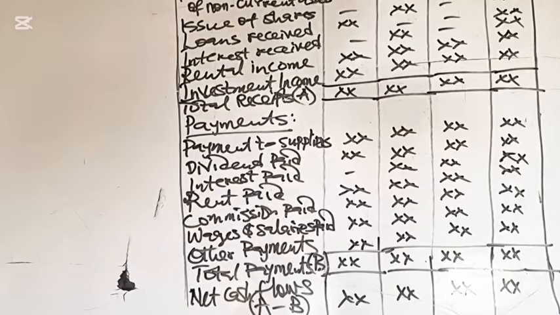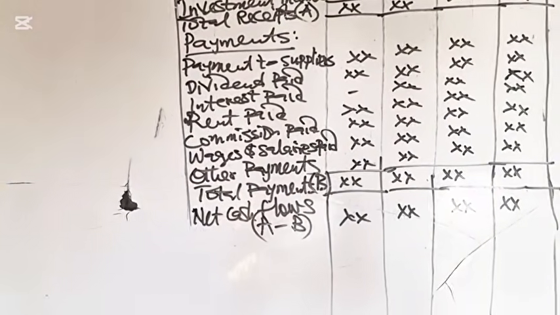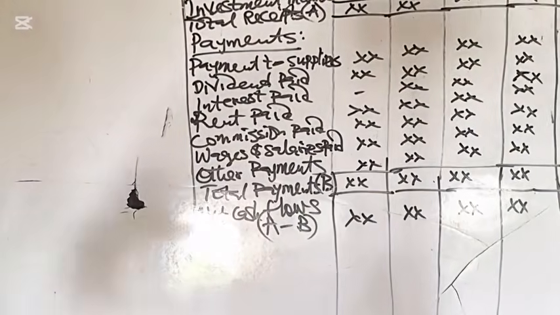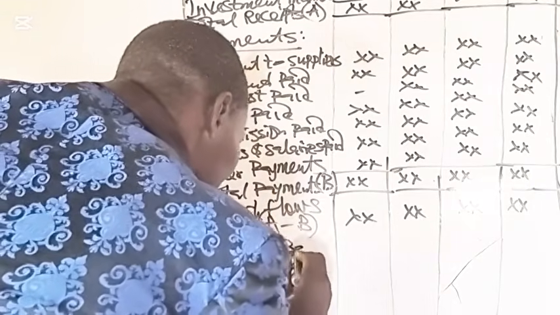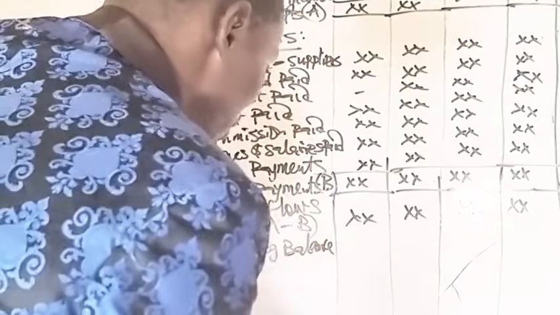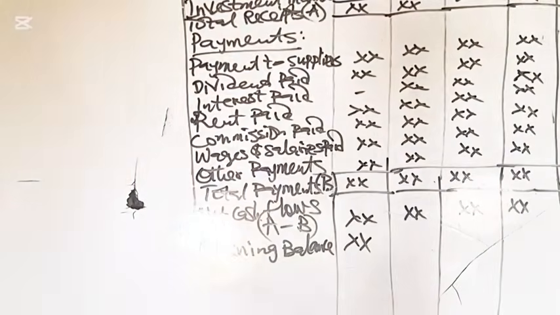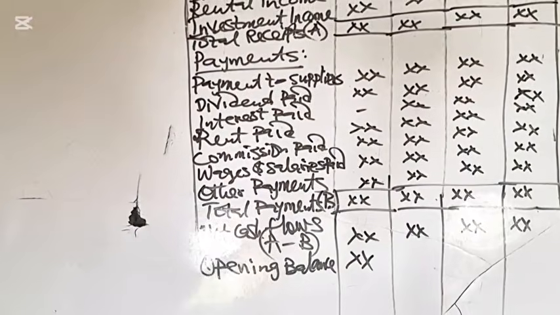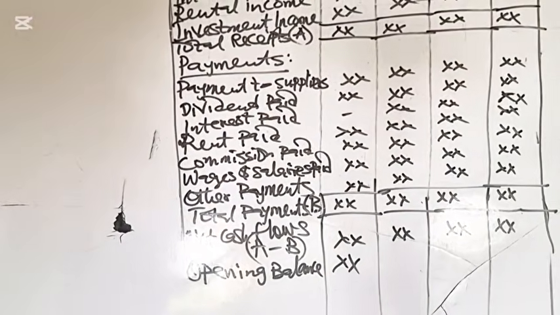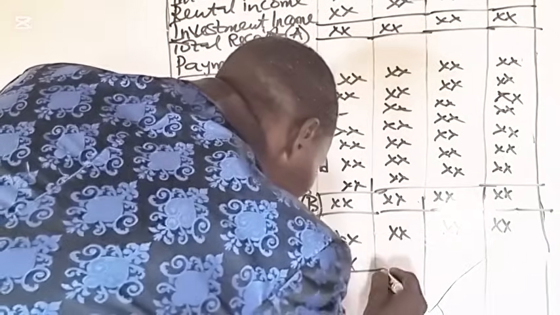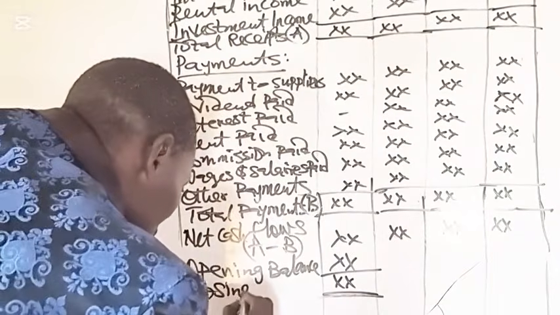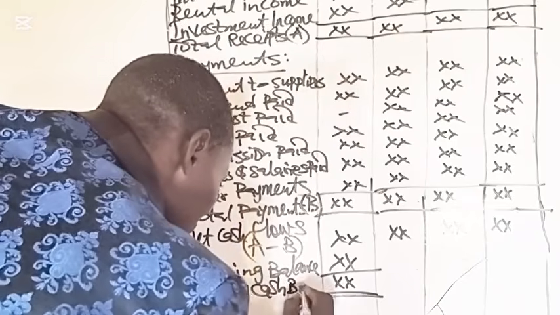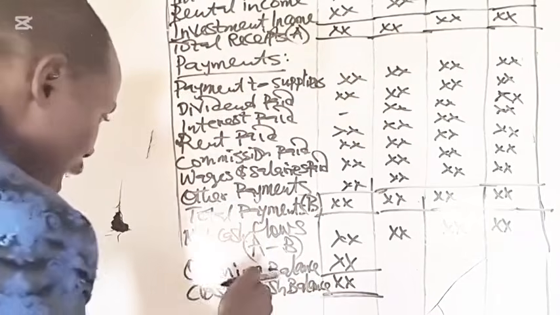Then after this, you have the opening balance. Your opening balance may be given. That is the opening cash balance. Where it is given, you put it. But if it is not given, then you assume it to be nil. So if you add the opening cash balance, then you get the closing cash balance.